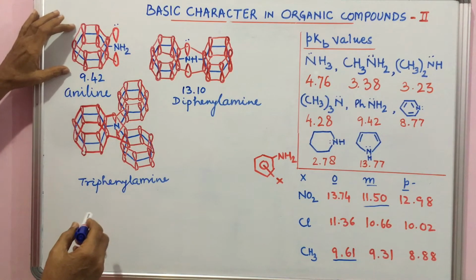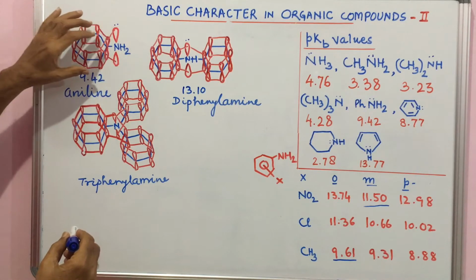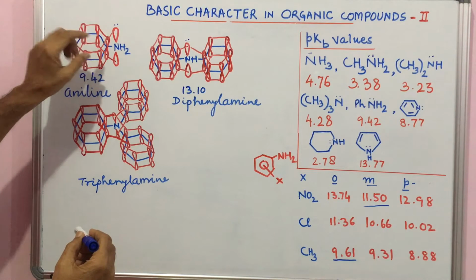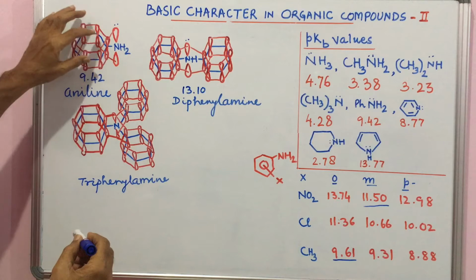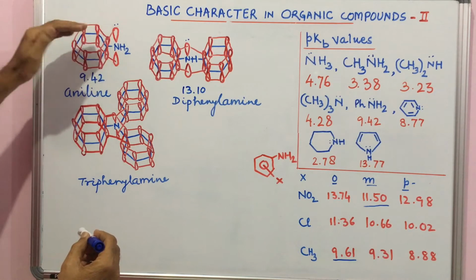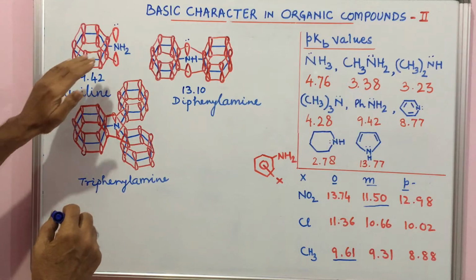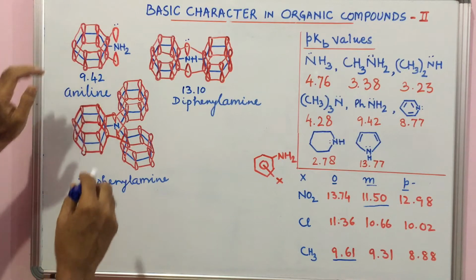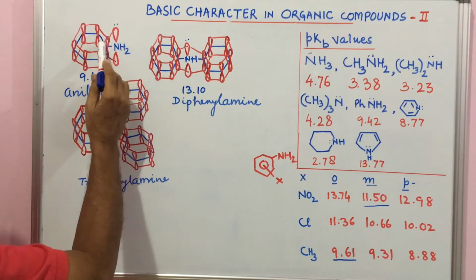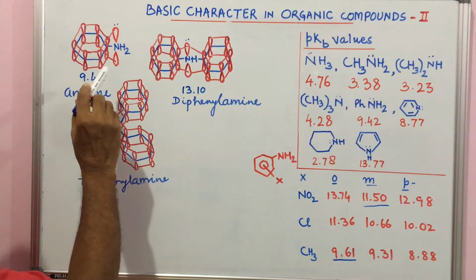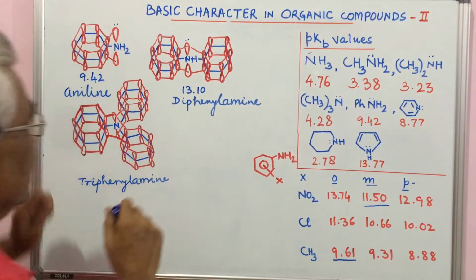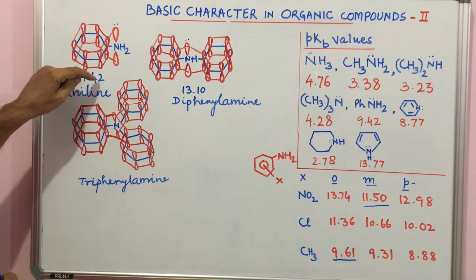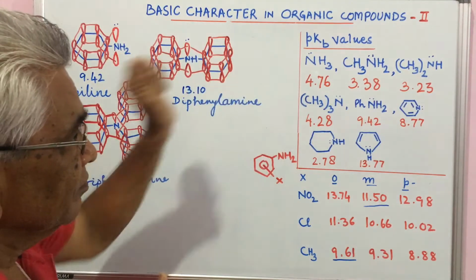This is aniline, C6H5NH2. Nitrogen has 2 electrons in its p orbital and there are 6 parallel p orbitals in the ring. This is also parallel to these orbitals. So, this takes part in delocalization and it is diverted to the ring, so it is not as available as in ammonia. So, aniline will be a weaker base than ammonia.